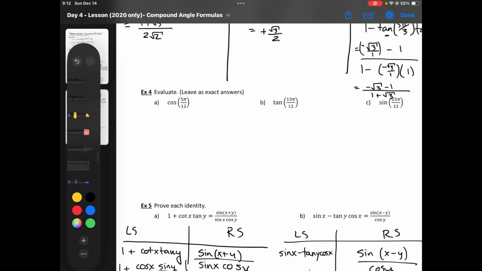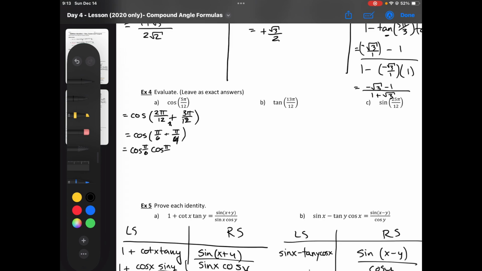In these examples, the first thing we're going to do is split up the angles into the sum of two special triangle angles. So here I'm going to split this one up into 2 pi over 12 plus 3 pi over 12. I can then reduce those fractions to be pi over 6 and pi over 4, both of which are special triangle angles. Both are located in the first quadrant, which means that their ratios are positive.